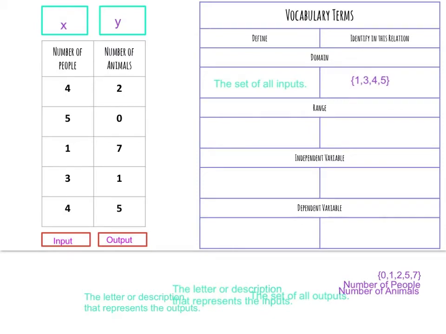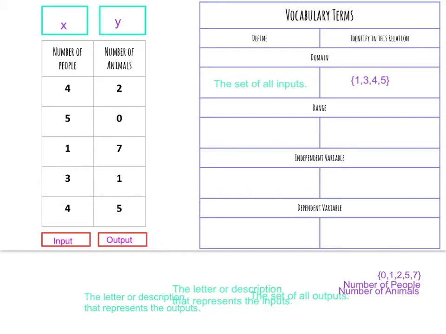So I'm going to list all of the inputs in order from least to greatest, and I'm going to use my set notation. Those are those little brackets on the end. Remember, whenever you're asked to write the domain, you need to write it in order from least to greatest, and you must use those set notation brackets. Otherwise, your answer will be marked incorrect.